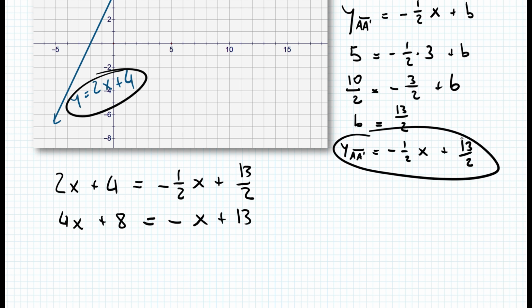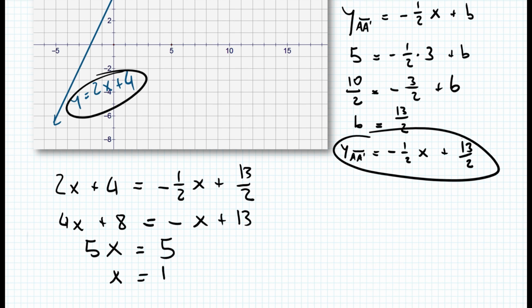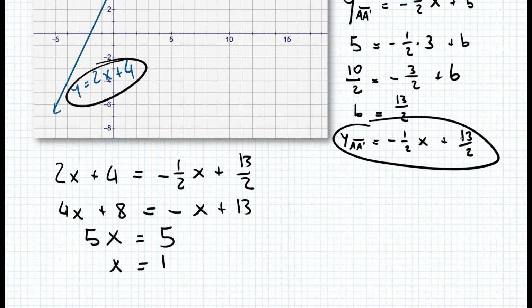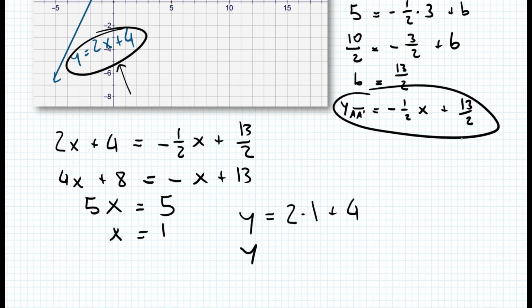So let's add x on both sides. We get 5x is equal to, let's subtract 8 on both sides, so we end up with 5, right? So now x is equal to 1. Okay, so x is 1. How do we find the y value? We can, for example, substitute it back into this equation. So y is equal to 2 times 1 plus 4. Okay, so therefore y is equal to 6.